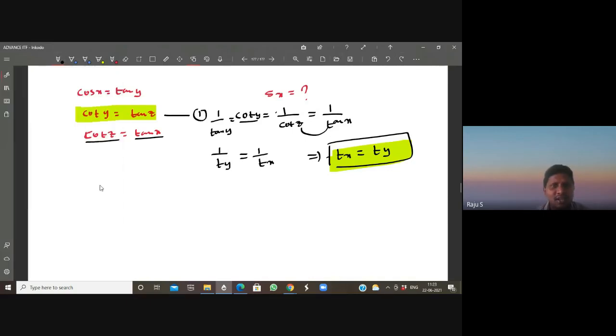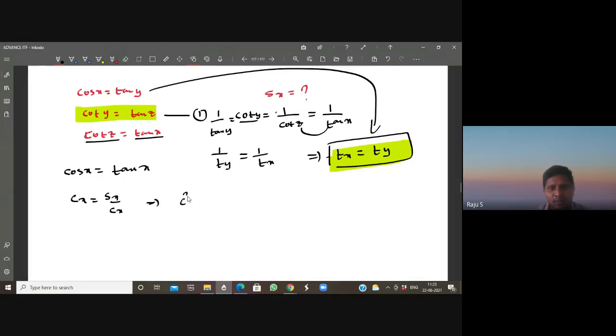Shall I write now? cos x is equal to tan x, because the tan y value we got here is tan x. Then you have to equate. What is the meaning of tan x? Simplify this. cos x is equal to sin x by cos x. The cos x you can cross multiply, so cos square x is equal to sin x.